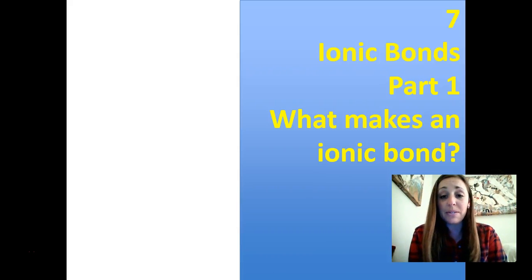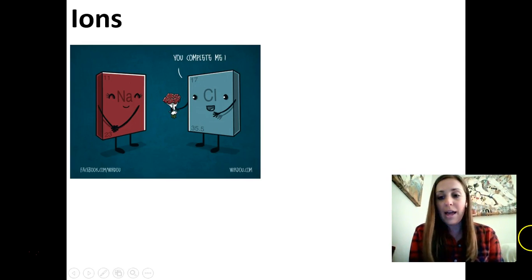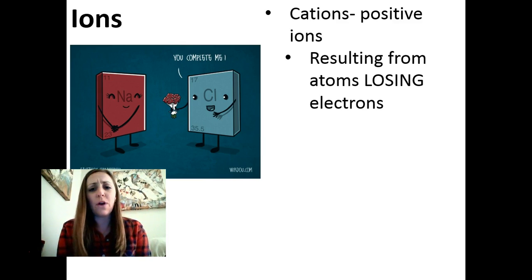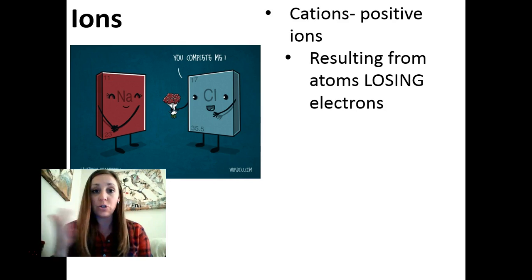Hey, so today we're going to be talking about ionic bonds, and the first part about this is what makes a compound have an ionic bond. So ions are things with charges. Cations are positive ions, and they result from an atom losing an electron. Remember, electrons have a negative charge, so if you lose a negative charge, or subtract a negative, that becomes positive.